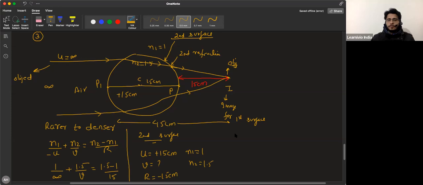Sir, for second refraction, I is acting as the object, right? Yeah, I is the object for the second surface. So we'll move from rarer to denser, right? See, Abdullah, the ray is going from denser to rarer only. At this point, your ray will suffer the second refraction, at that point only. Yes, I got it. It's a virtual object.